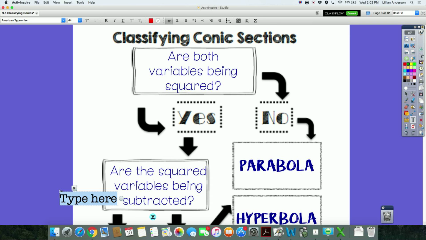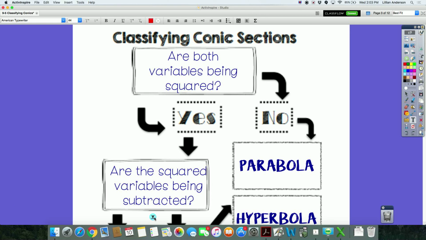If the answer is no, and only one of them is squared, that means you have a parabola. Only parabolas have only one squared term. If both of them are being squared, then you ask yourself, are the squared variables being subtracted?